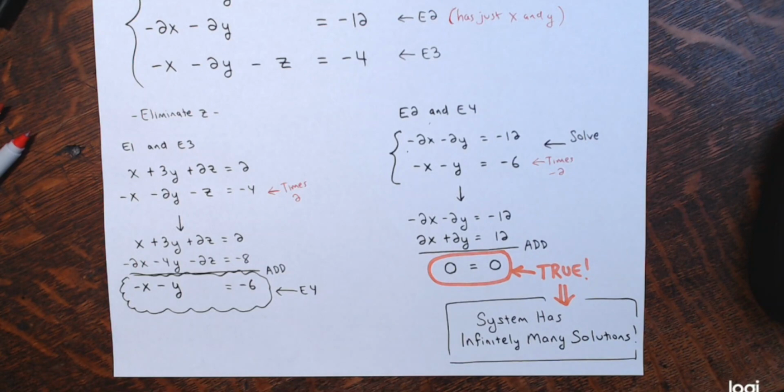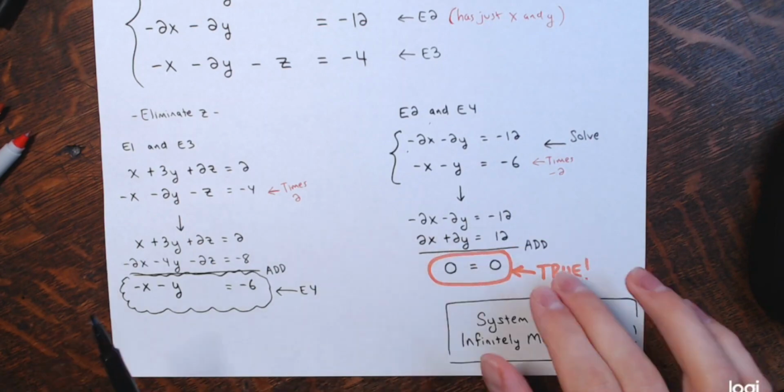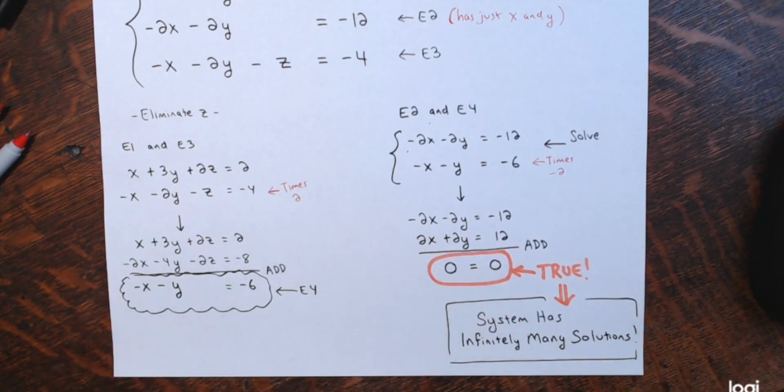And I put a different video besides this where I went into how you would actually find such values, but we're not asked that here. So I'm going to stop and just say, hey, 0 equals 0. That's a true statement no matter what. Variables are gone. All right, this has infinitely many solutions.